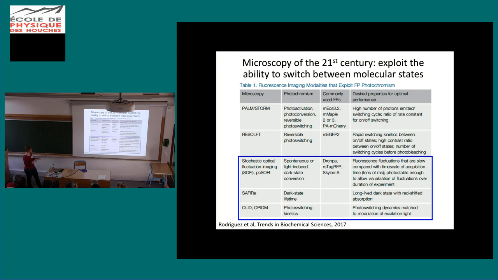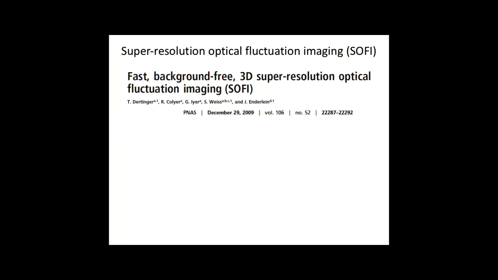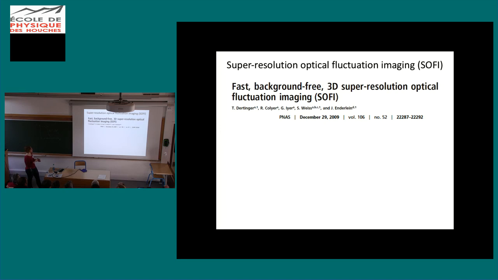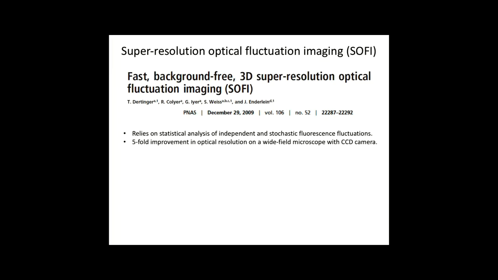So Peter briefly introduced this, so I probably don't have to cover it in too much detail, but I will just mention it because he had to rush through his blinking sensors, and I wanted to highlight that. I think this is the first report of SOFI, which is super resolution optical fluctuation imaging. And as the name suggests, it's fast, it's background free, and you can use it with a simple microscope system, which I think is one of its advantages.